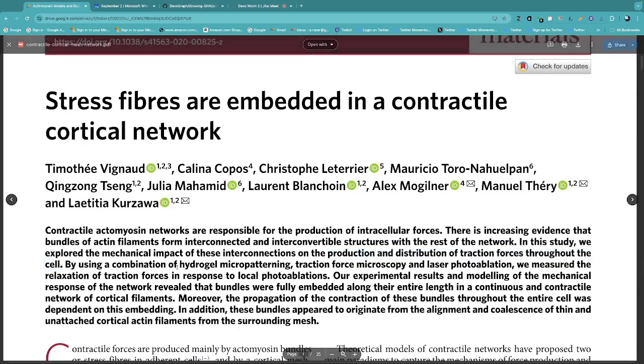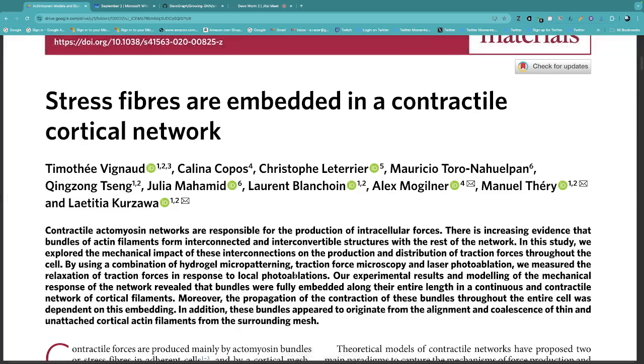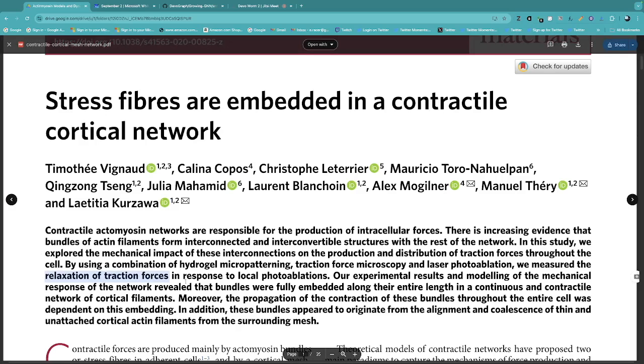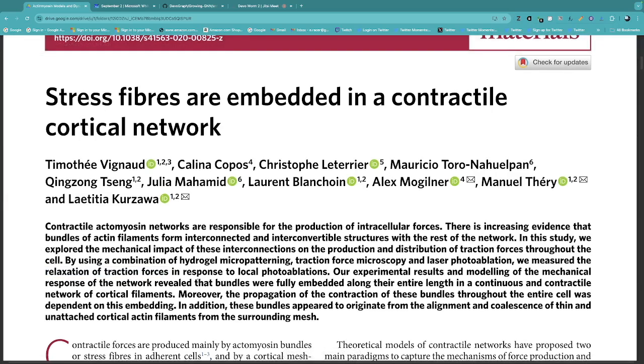By using a combination of hydrogel micropatterning, traction force microscopy, and laser photoablation, we measure the relaxation of traction forces in response to local photoablations. So this is where you're ablating parts of the network, and you're looking at how the traction forces are relaxed and how they're not relaxed. This again goes back to that paper where we had the subnetworks versus the full network connectivity, and we saw that the subnetworks didn't produce this buildup of stresses. The giant component connected network did, so there was a difference there. In this case, they're ablating different parts of the network locally to see what effect this has on traction forces.